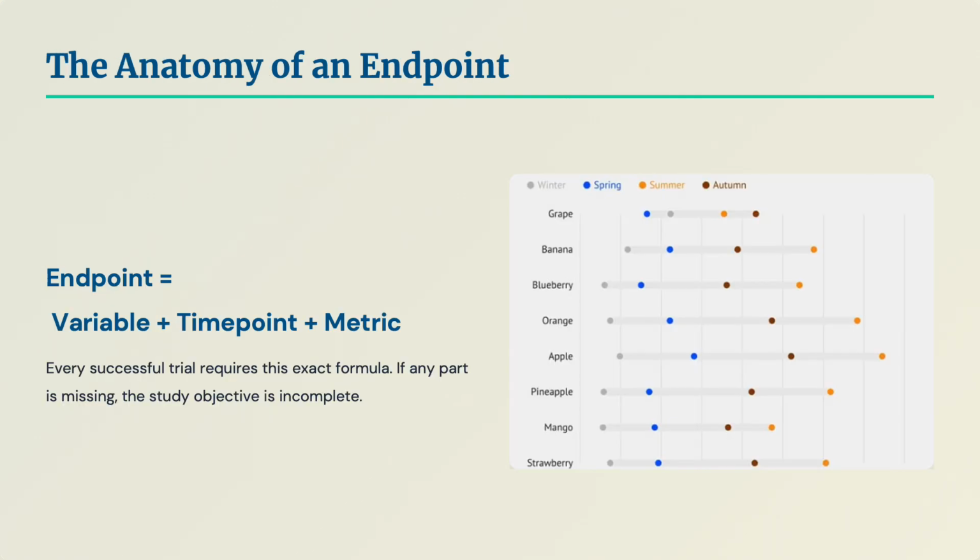So, how do we perform this translation? We use a specific formula. Every clinical question must be refined into an endpoint. An endpoint is not just a variable. It's a formula of three components: the variable, the what; the time point, the when; and the metric, the how. If your endpoint is missing any of these three, your trial design is incomplete.